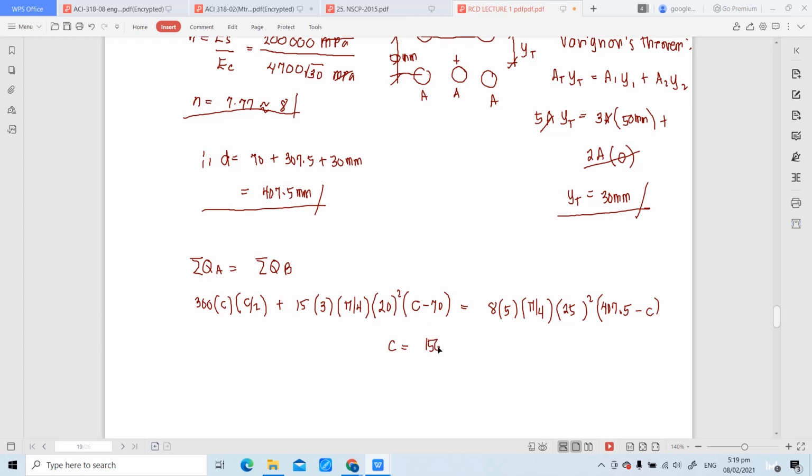156.89 millimeters. Store that value as A so that we don't round off.